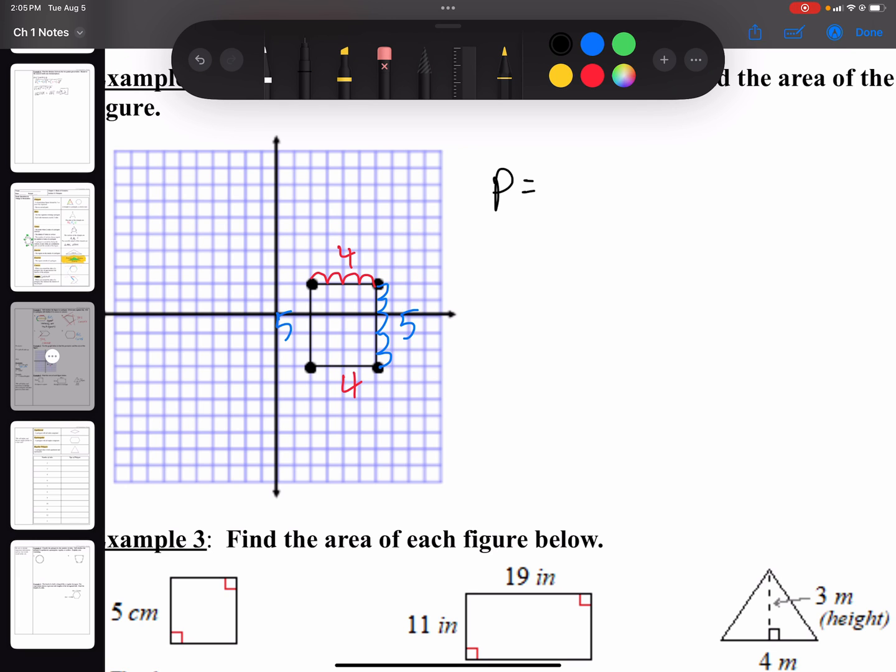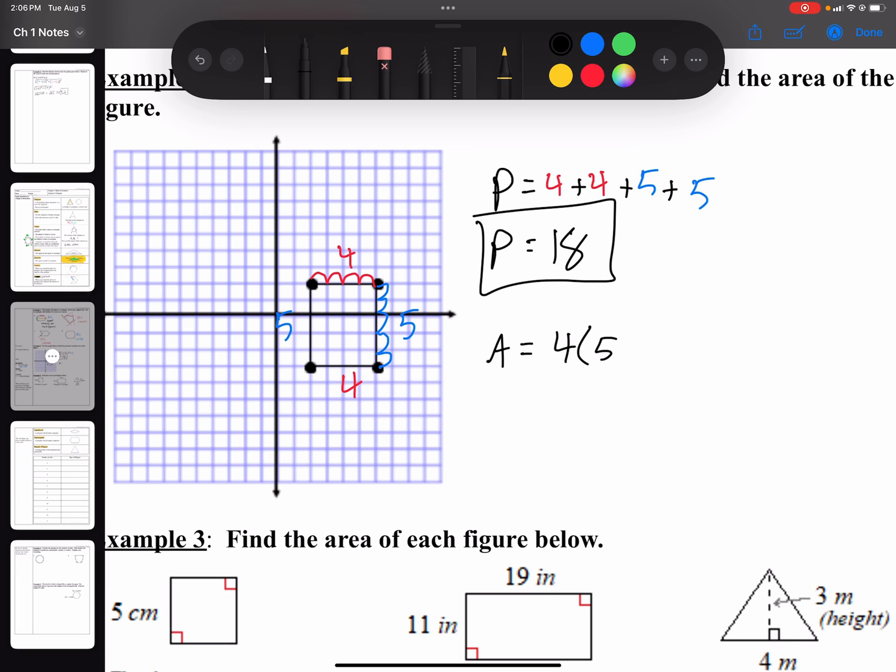So the perimeter, you're going to add all the side lengths together. The 4s and the 5s. And the perimeter of that figure is 18 units. Now what about the area? That's a rectangle, so the area is the base times height. So that'll be 4 times 5. So the area is going to be 20 square units.